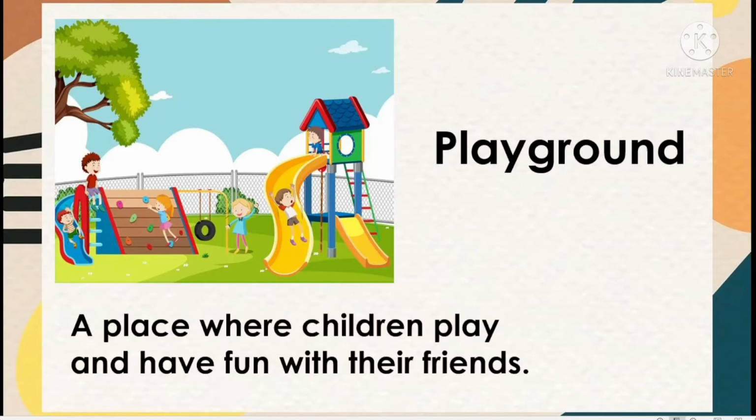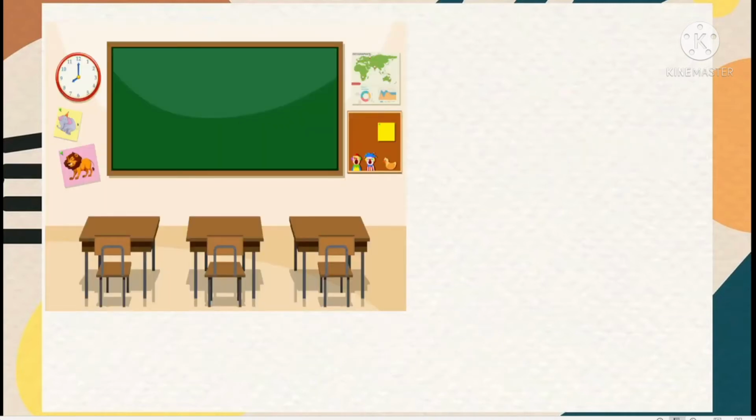This is a place where children play and have fun with their friends. They have fun and play on the swing. Very good. They also use the seesaw. Okay, great. Nice one. Number 1 is playground. What is a playground again? A place where children play and have fun with their friends. Next one.